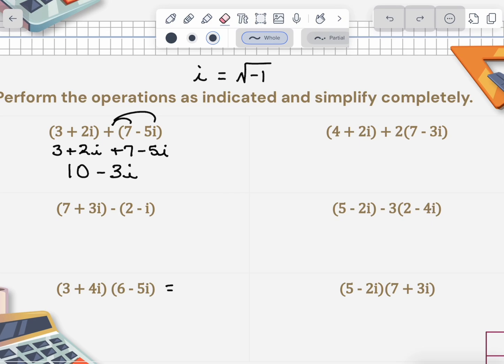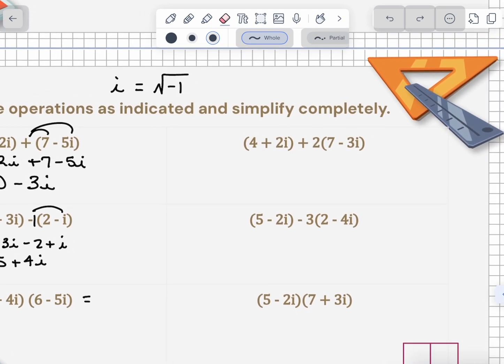Then if we go straight down to do an example problem for subtraction, we're going to distribute that -1. And that's going to give us 7 plus 3i minus 2 plus i. And then we combine our like terms. 7 minus 2 is 5, and 3i plus i is 4i. So our combined answer, our difference or sum, is 5 plus 4i.